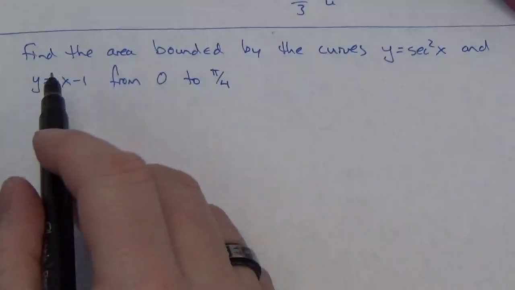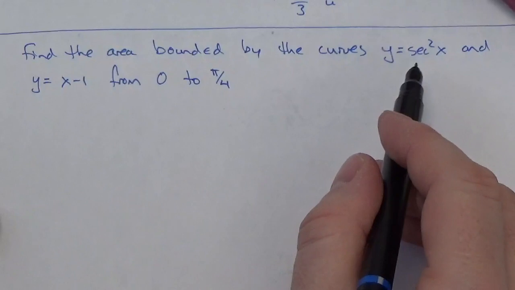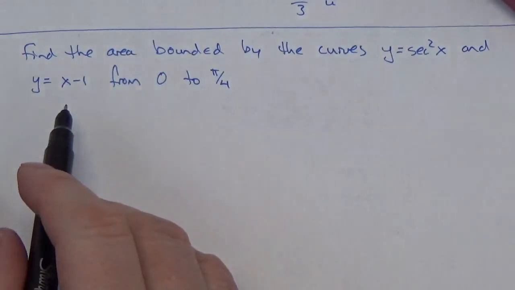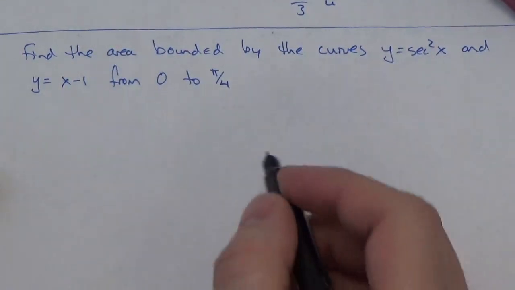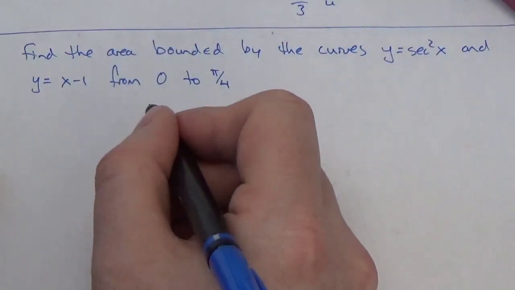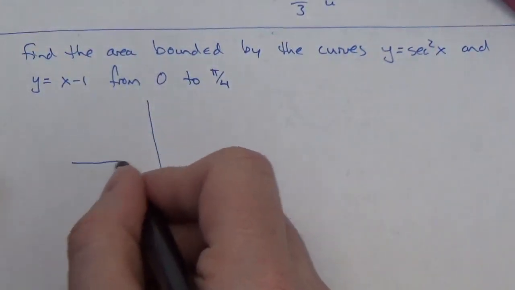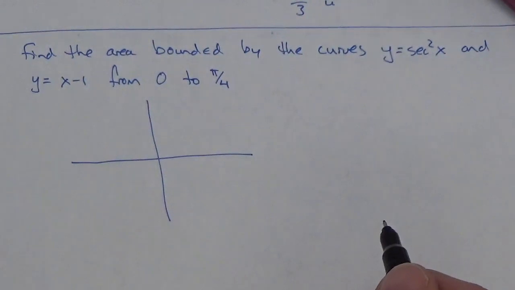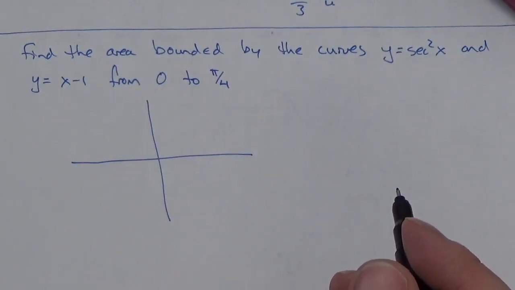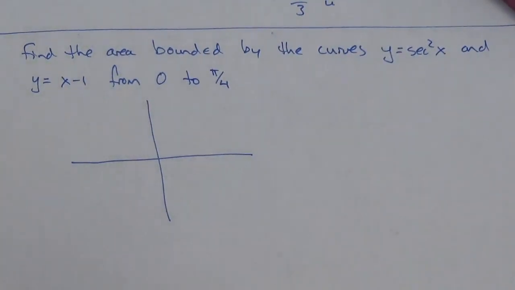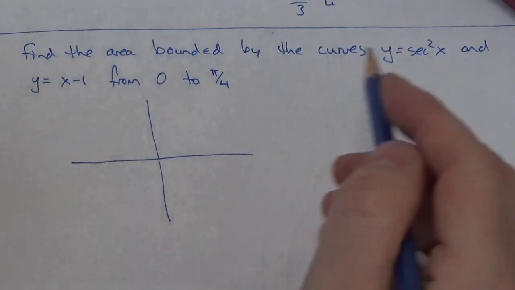Okay, and so this question says, find the area bounded by the curves y equals secant squared of x and y equals x minus 1 from 0 to pi over 4. First thing we probably want to do here is give ourselves a little bit of a sketch. Maybe I'll start with this in pencil, because it might not be obvious what secant squared looks like.